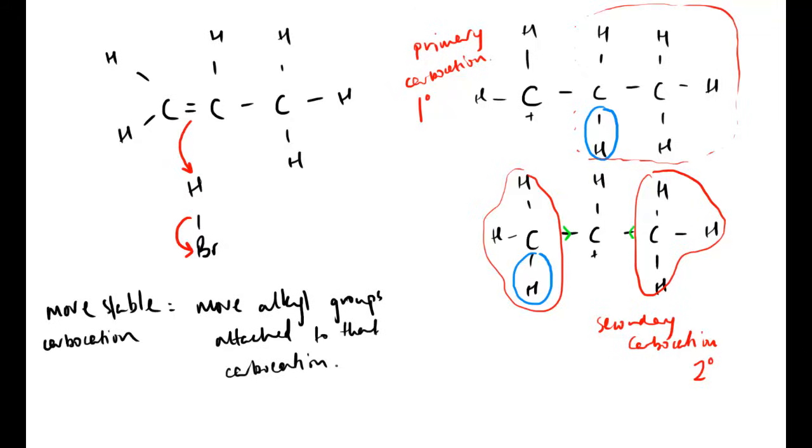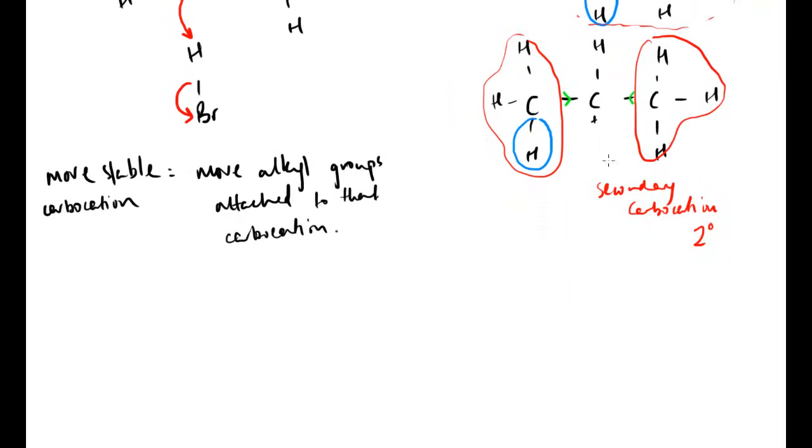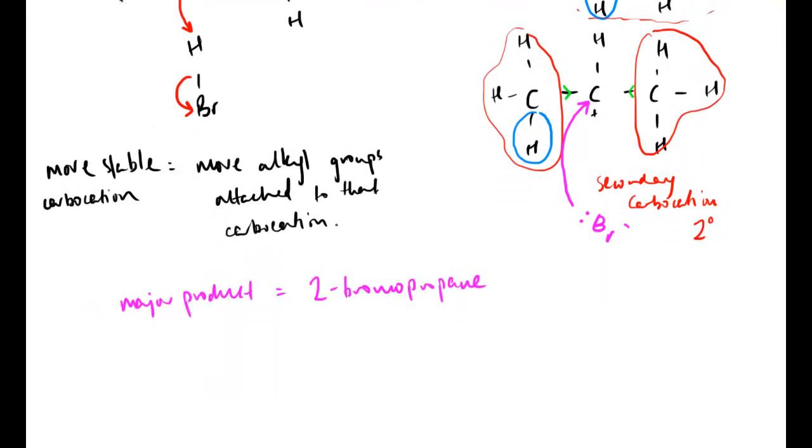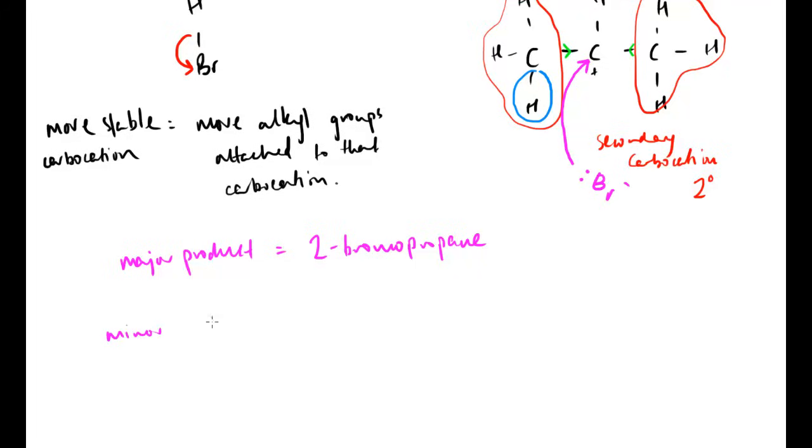So this is the one to choose, and therefore we'll ultimately end up with the bromine attacking onto this one. And so my major product, if you like, is 2-bromopropane, and my minor product would be this one up here, the one that's less likely to be formed, 1-bromopropane.